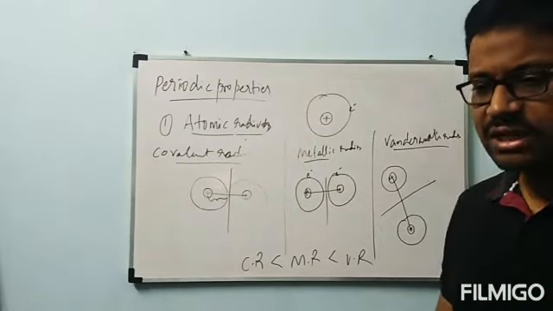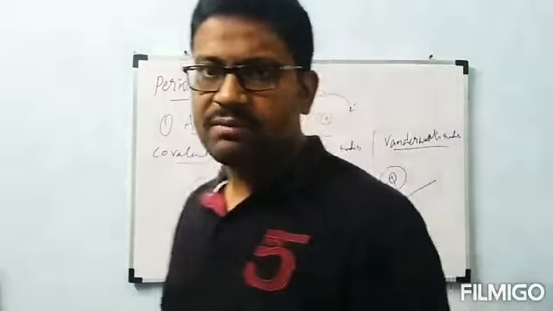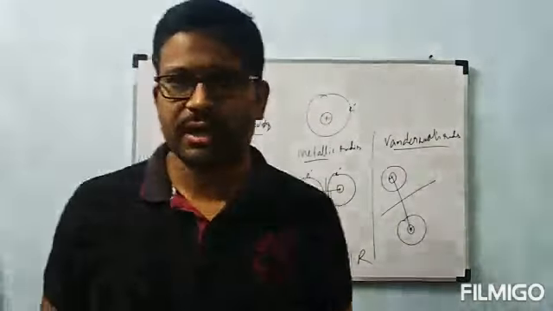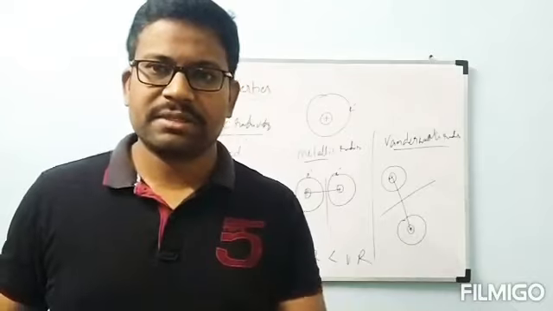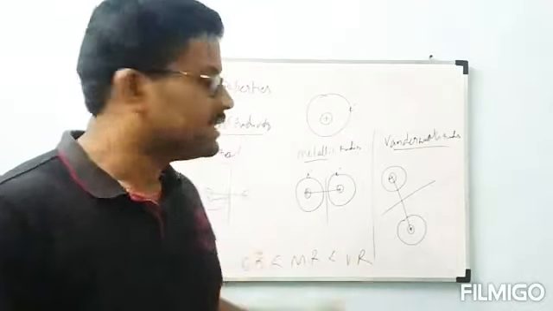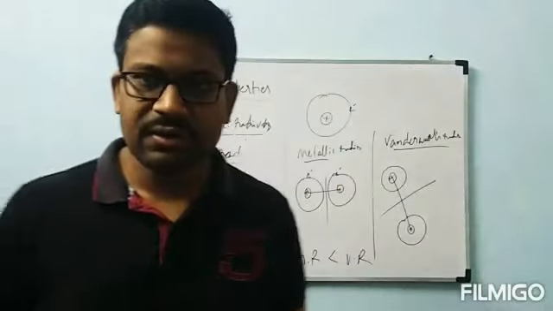This is the starting point, a very important periodic property, that is atomic radius. Under atomic radius, three types are there: covalent radius, metallic radius, and van der Waals radius. Shall we go to the next one?